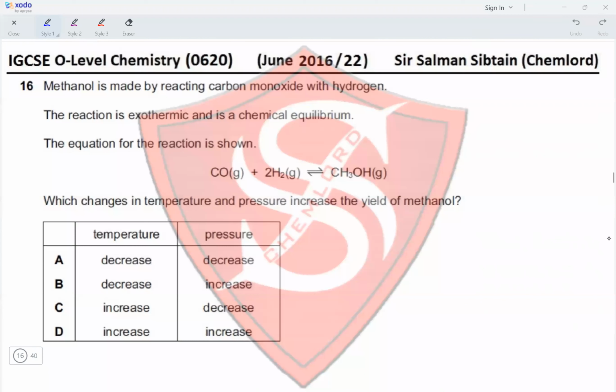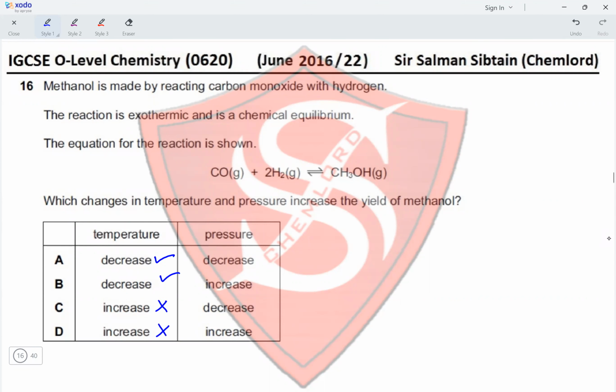Question 16. Methanol is made by reacting carbon monoxide with hydrogen. The reaction is exothermic and is a chemical equilibrium. The equation for the reaction is shown. Which changes in temperature and pressure increase the yield of methanol? That means the forward reaction is favored. So since this reaction is exothermic, a decrease in temperature will favor the forward reaction, eliminating options C and D.